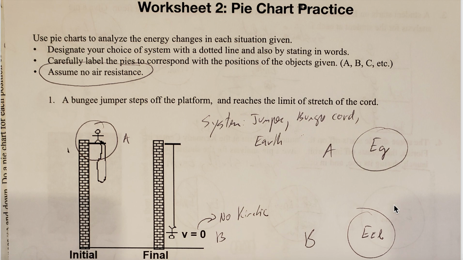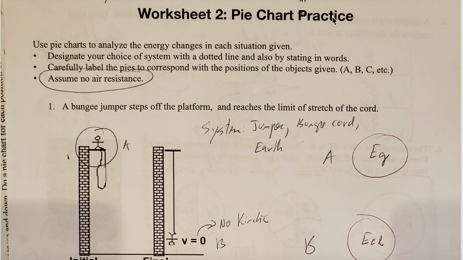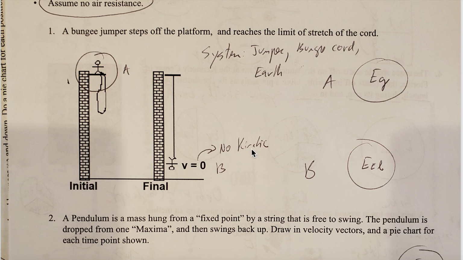So this video is just me going over worksheet 2 pie chart practice. I'm going to start with number 1. Number 1 is meant to show a jumper just before he leaves the bungee platform, and then it's meant to show him just as he is about to spring back up into the air.